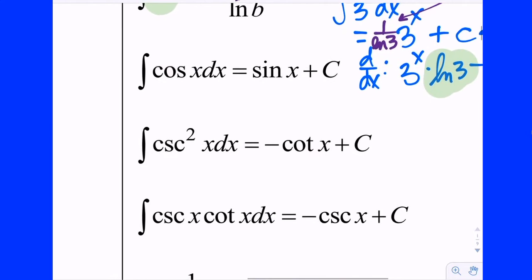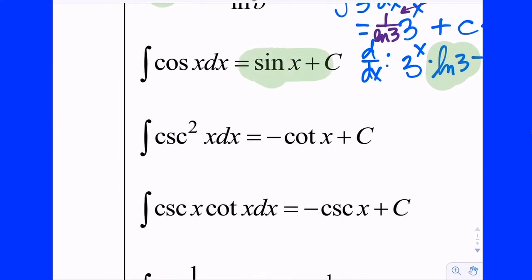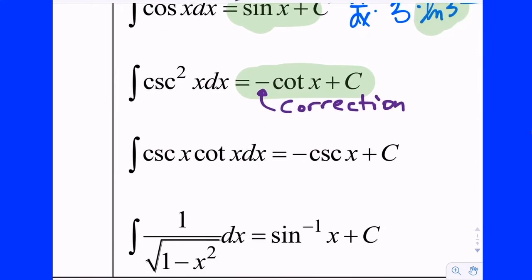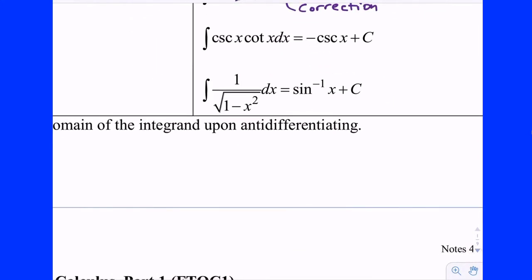All right, the antiderivative of cosine is sine. The antiderivative of cosecant squared is negative cotangent. Remember, this negative here is essentially another type of scalar multiple correction. We're going to be off by a negative. Cosecant cotangent, and so on. You have all those down.